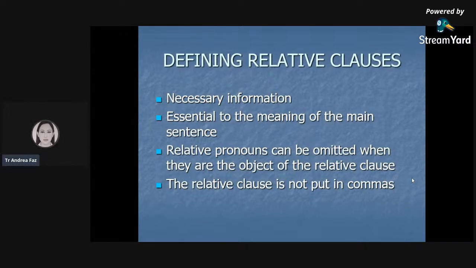For defining relative clauses, they provide us necessary information. It is essential to the meaning of the main sentence. The relative pronouns can be omitted when they are the object of the relative clause, and the relative clause is not put in commas, so that means that it is not necessary to add commas to separate ideas.